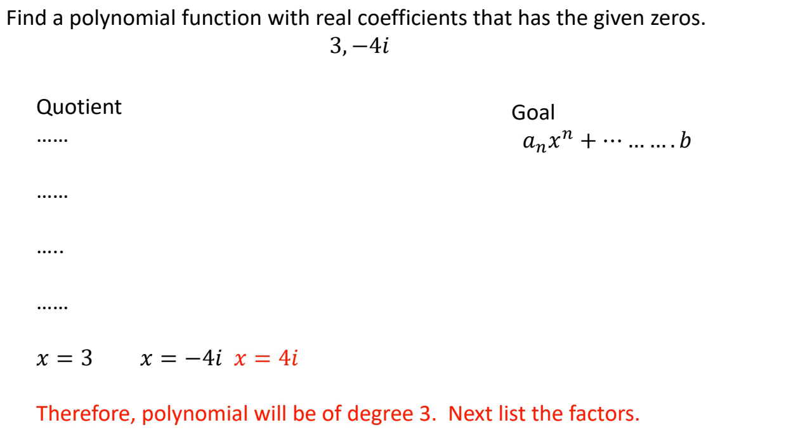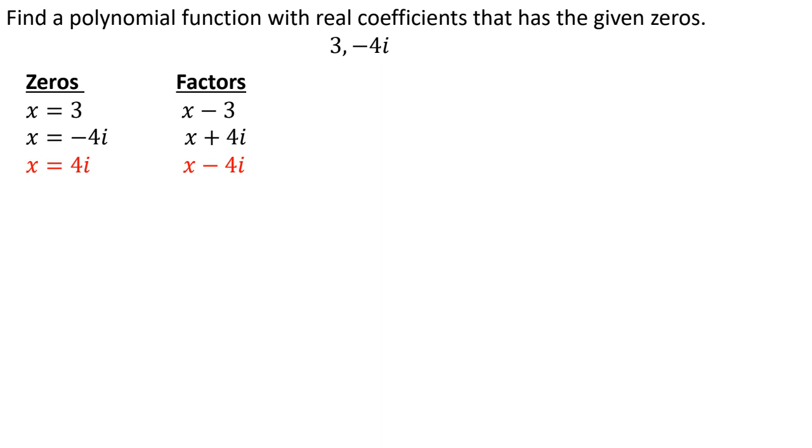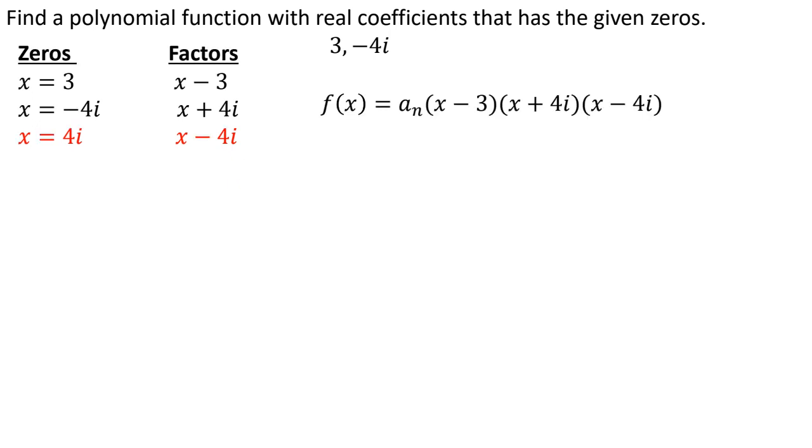Okay, so what we want to do is we want to list our zeros as factors, as we had covered before. So the factor of x equals 3 is x minus 3. The factor of x equals -4i is x plus 4i. The factor of x equals 4i is x minus 4i. Okay? So what I can do is I can multiply all these. And again, I'm not telling you, but what I'm using here is what's called the linear factorization theorem that says that if I multiply all of the factors of a given function, I will get back the polynomial.